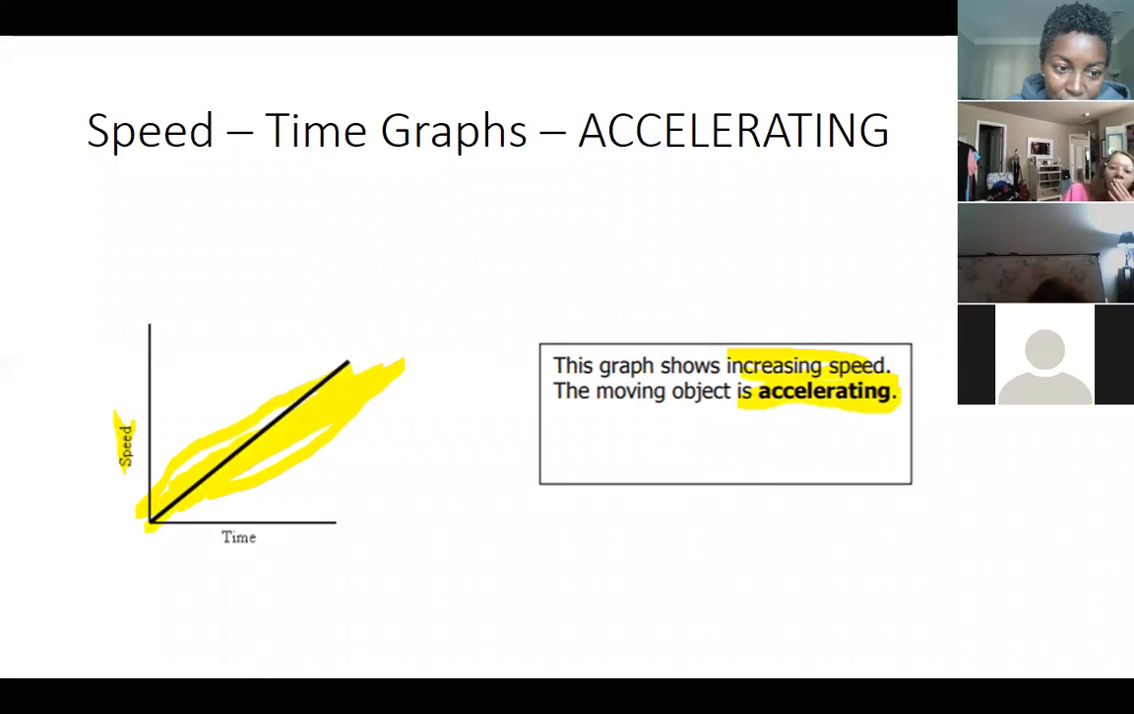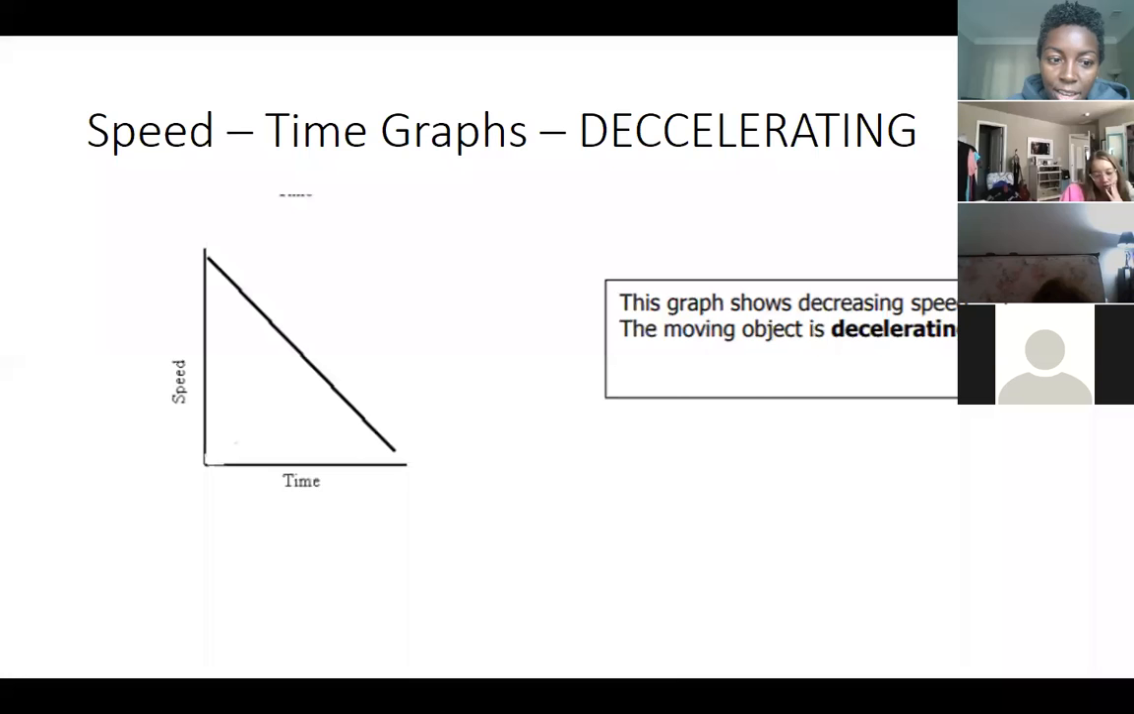Because look, if this is speed, let's just say down here is, I don't know, 10 miles per hour. Now it's 20 miles per hour, then 30 miles per hour, then 40 miles per hour, then 50 miles per hour. I am speeding up. I am increasing in speed. That's why it's so important that you look at your y-axis, okay? That's the biggest thing I can tell you guys. Look at your y-axis, okay?